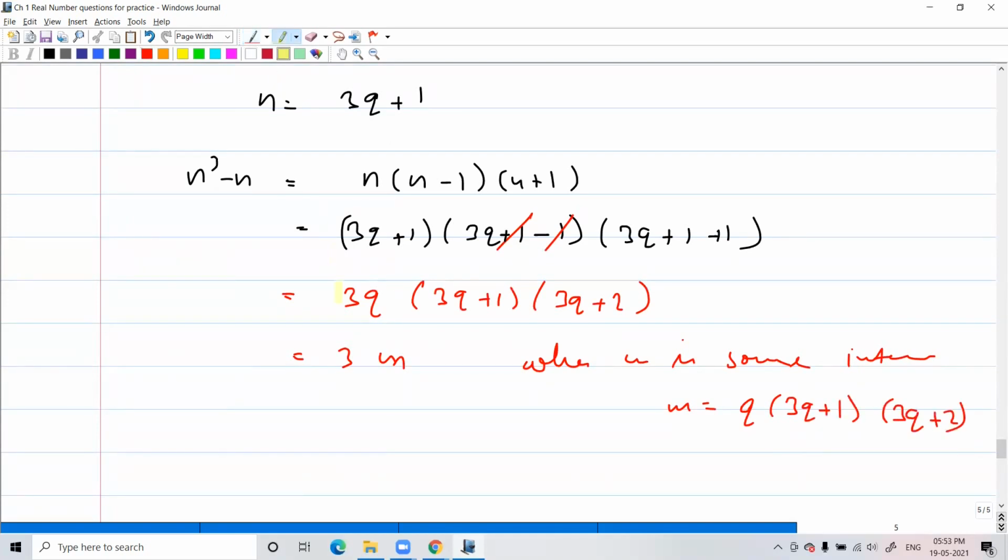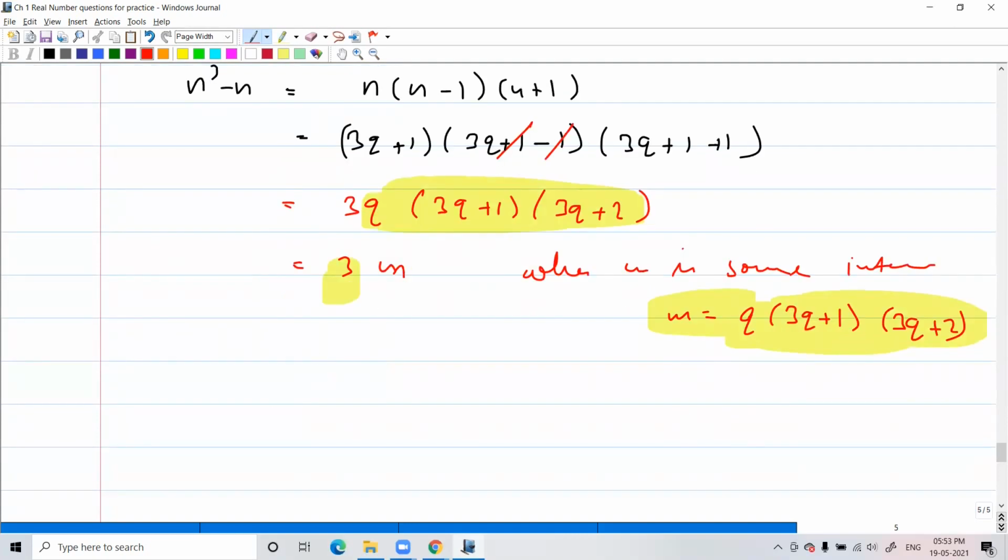Other than 3, whatever we have over here, we call it some integer m, because that will be an integer only. q is some integer. So if q is an integer, q into 3q plus 1 and 3q plus 2 will also be some integer. We don't care what that is. So again, this is a factor of 3. This is divisible by 3. Same way we will do for the third case, r is equal to 2, and you will show that, okay?